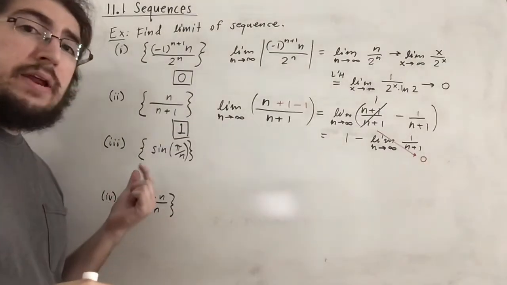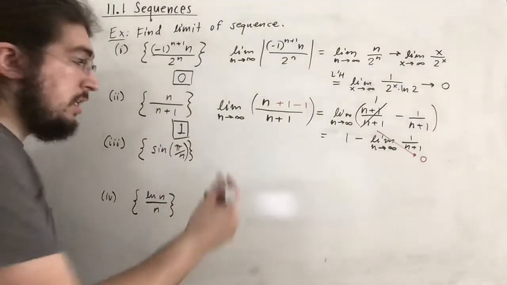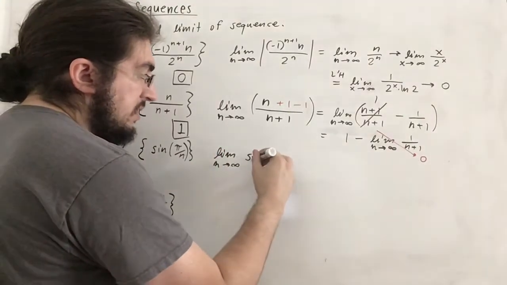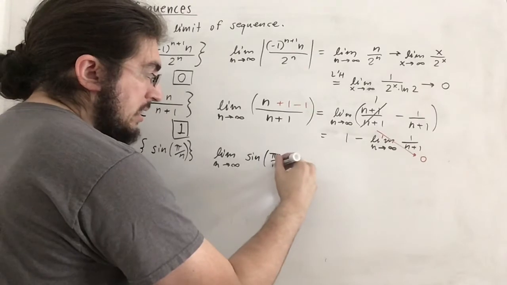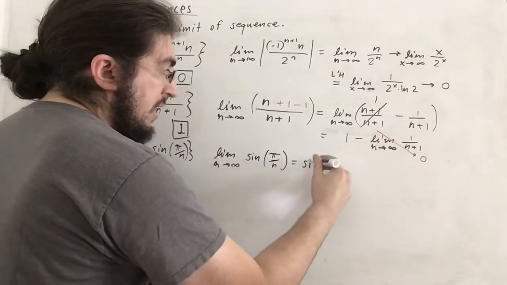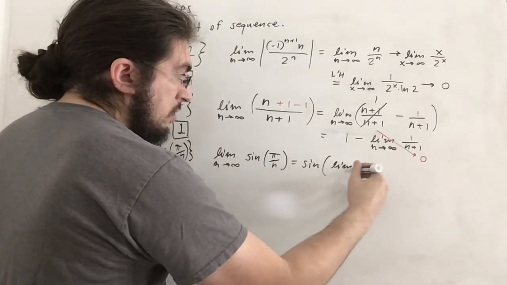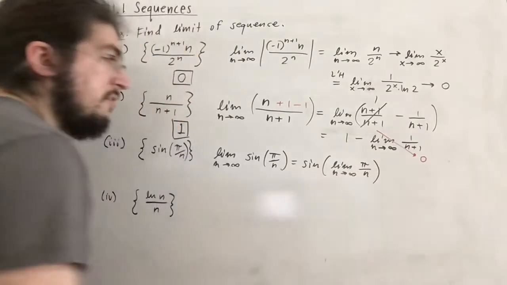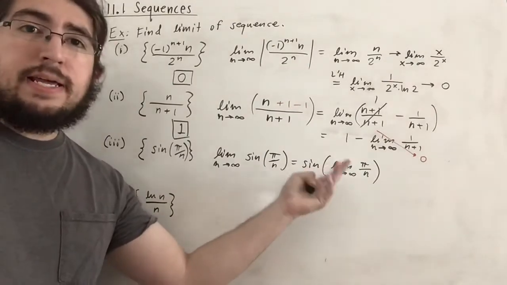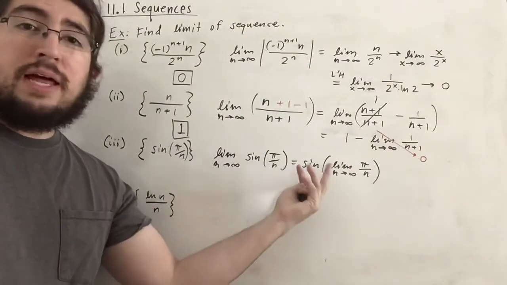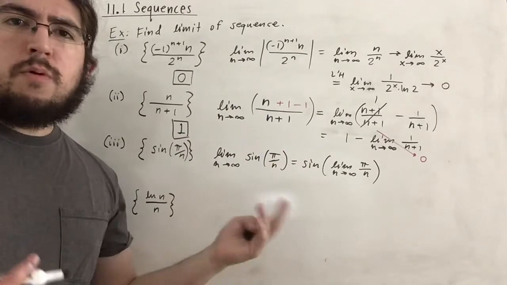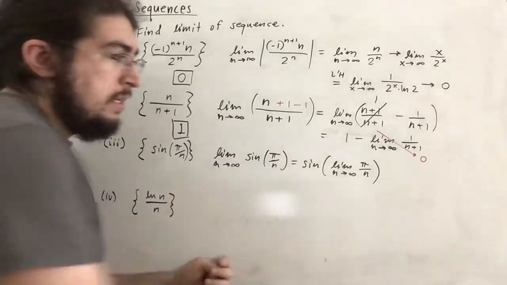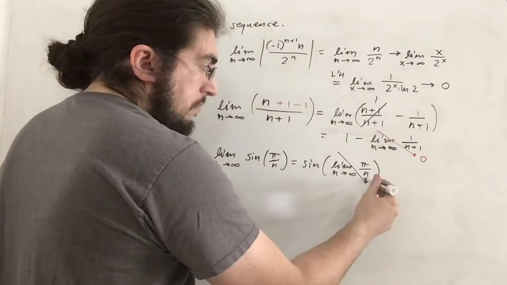So for the third part here, since sine is a continuous function, we can pull it outside of the limit. So the limit as n goes to infinity of sine of pi over n is equal to sine of the limit as n goes to infinity of pi over n. Now, since pi is a constant, we can pull that out of the limit and just get 1 over n. But regardless, you'll see the limit as n goes to infinity of 1 over n or pi to the n will each go to 0.